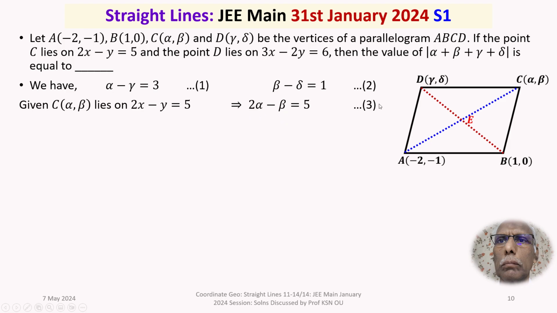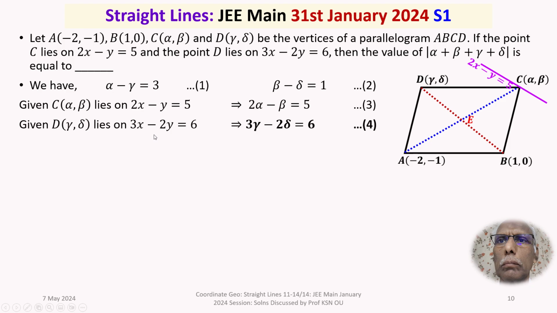Call this as the equation 3. Further, you are given the line, the C line. Now, given E, gamma comma delta lies on this line. So, substitute gamma comma delta in this equation. Then you will get 3 gamma minus 2 delta is equal to 6. Call this as the equation 4. So, this is how it is.